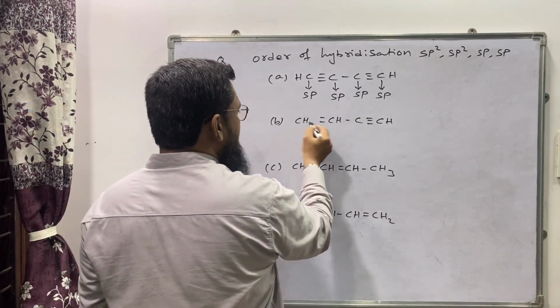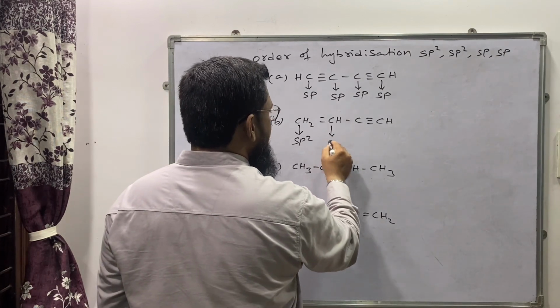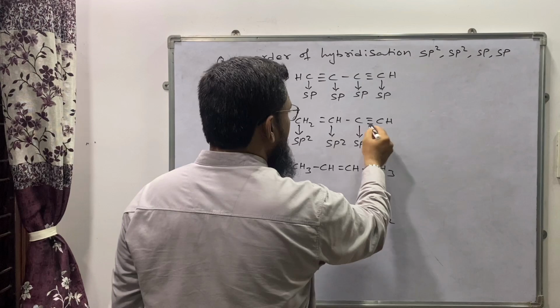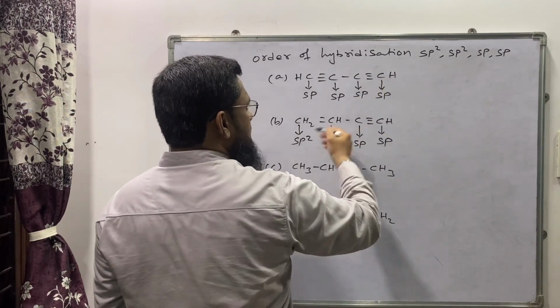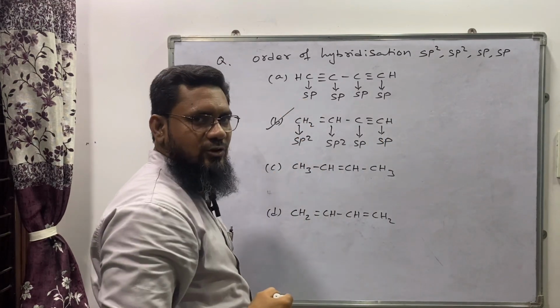Now let's see this one. Carbon double bond means it is sp2 hybridization. So carbon double bond is sp2 hybridization. Carbon triple bond means it is sp hybridization. Carbon triple bond means it is sp hybridization. sp2, sp2, sp2, sp and sp. Same sequence. So it is the right option.